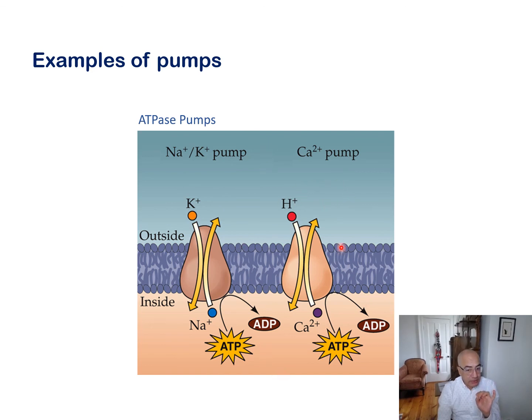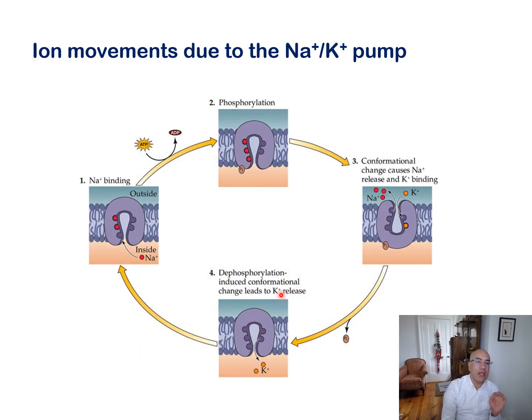Another pump that is quite important to us in the context of signaling and synaptic transmission is the calcium pump. The calcium pump moves calcium out of the cell by, again, hydrolyzing ATP and moving a proton into the cell. So the way the sodium potassium pump works is that one side of the pump that binds sodium is exposed to the cytosol. When it binds 3 sodium ions, it hydrolyzes ATP, which phosphorylates this pump.